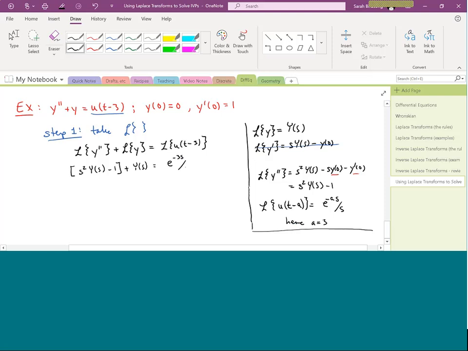Now, next step, what do we do? We're going to solve for that capital Y. Step 2, solve for capital Y. Now we have two capital Y's right there and right there. So when we solve for them, there's going to be an s squared times capital Y and a 1 times capital Y. We'll just go ahead and factor that capital Y out. Notice one term does not have a Y in it, so we'll add that 1 to both sides of the equation.